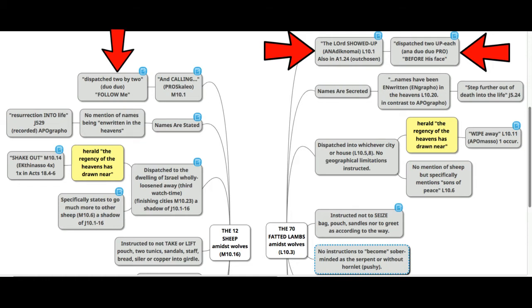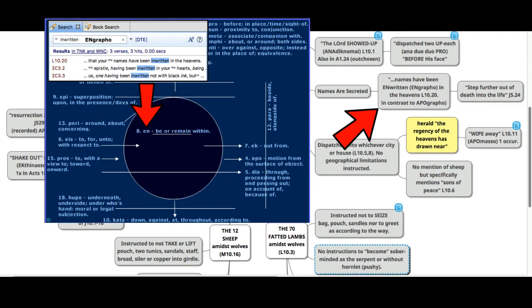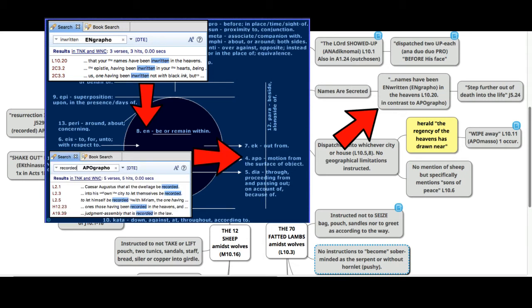the duo duo, two by two, which now brings us to the next point, where we see that in Matthew and Mark's account, the names of the 12 are enumerated. As for the identity of the 70, we don't know who these were because they were not named. Their names were secreted, where in Luke chapter 10, verse 20, Jesus makes a profound statement concerning their names being enwritten in the heavens, from the Greek word engrapho, containing the preposition en, which is in, not to be confused with apographo, translated recorded in the DLT.